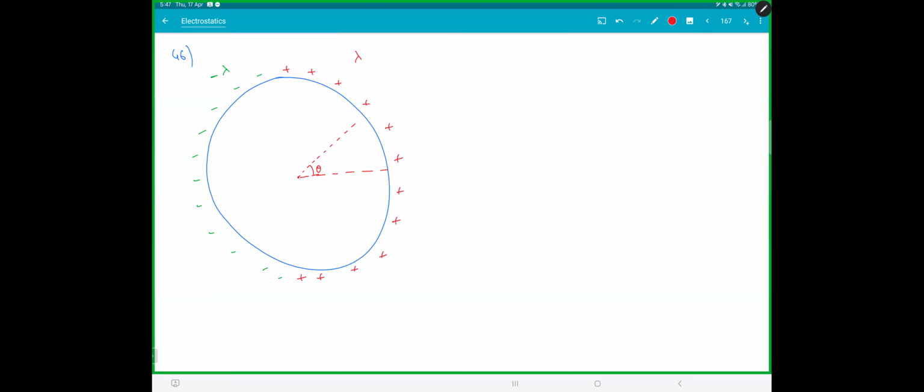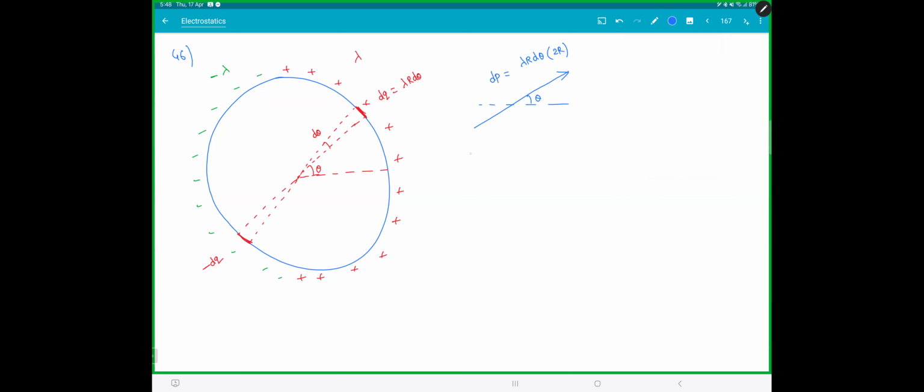Let's see. So if you take a small piece here, this will be d theta. So this part here will be dq, which is lambda r d theta. If I go back here, this guy will be minus dq. Getting it? So this forms a dipole. Let's call it dp, making an angle theta. So dp is nothing but charge, lambda r d theta, into the distance between them, 2r. So this is a small dipole between these 2 points, right?